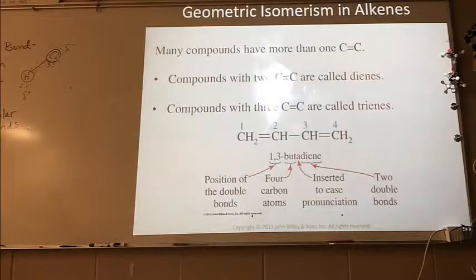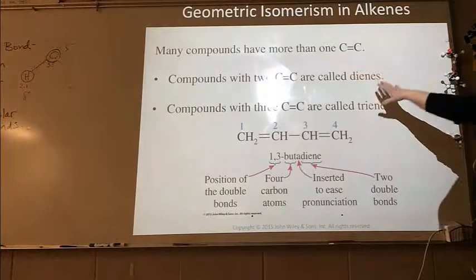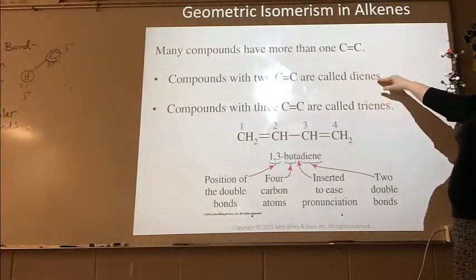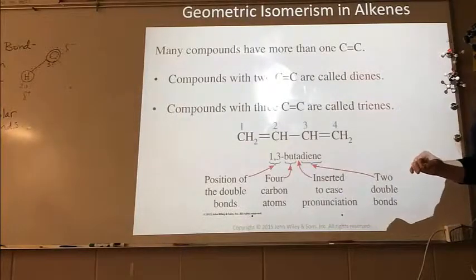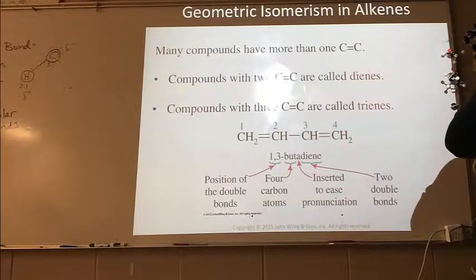Okay. Some compounds can have more than one double bond. If there are two, they're called dienes. If there are three, they are called trienes. I don't know what they're called if we go any higher than that, because I don't think I've ever seen it.